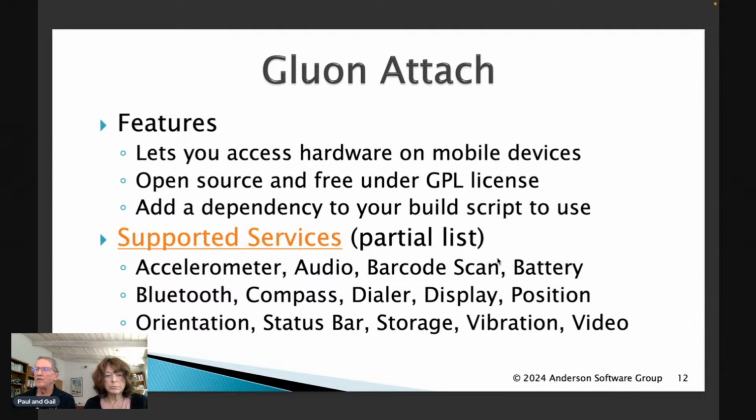Now, with Gluon Attach, you treat hardware devices as what we call services. After you create a service, there are APIs to enable the service with the call to the start method. Then you can access the service itself with methods that are service dependent, and then you can disable your service with a call to stop. Currently, Gluon Attach supports 30 different services, including what you see here: the accelerometer, audio and video, the battery, the barcode scanner, compass, and so forth. But of course, there's a lot more, and Gail's going to show you some of that right now in the supported services.